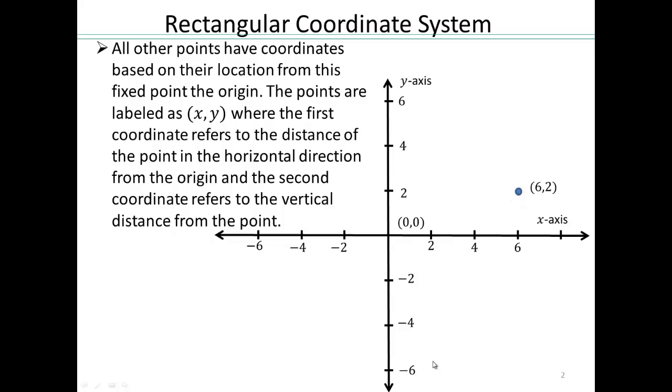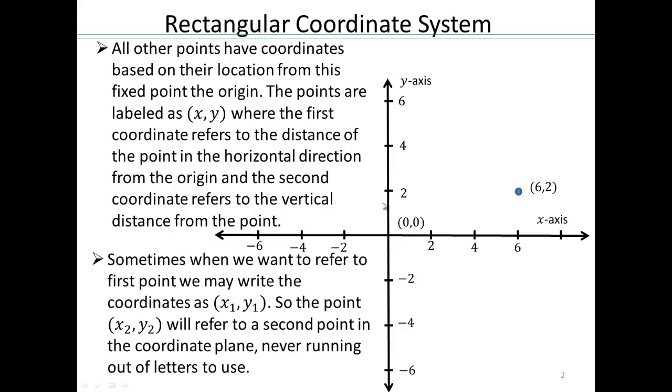And you can see how we are ordered here. Depending on where you are, the coordinates will change, but always the x coordinate comes first, the y coordinate comes second. If you want to refer to generic points that don't have specific coordinates, mathematicians have developed a way to do that by simply saying x sub 1, the x coordinate of the first point, y sub 1, the y coordinate of the first point. The second point will be x sub 2, the x coordinate of the second point, y sub 2, the y coordinate of the second point.